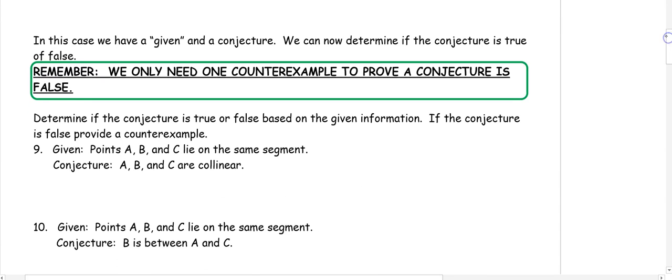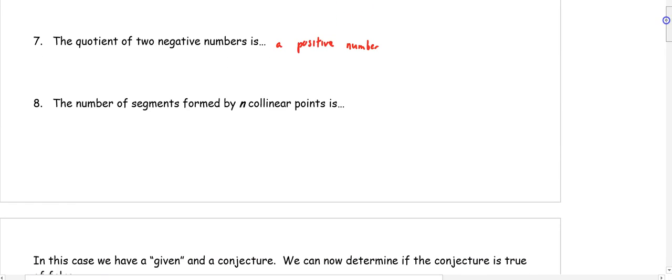Number 8, the number of segments formed by n collinear points. So if I have 1 point, I have 0 segments. If I have 2 points, I have 1 segment. If I have 3 points, I have 2 segments. So we notice that we always have 1 segment less than our number of points. So we're going to form n minus 1 segments, which means no matter how many dots we have, we're always going to have 1 less segment.